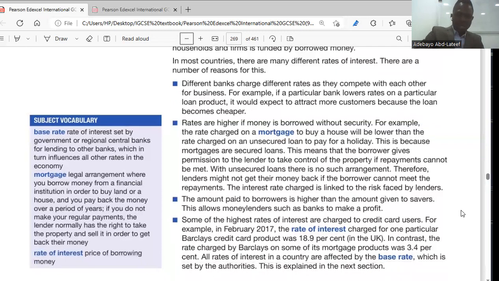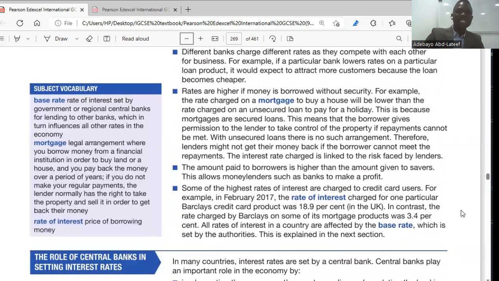The third point: the amount paid by borrowers is higher than the amount given to savers. This allows money lenders such as banks to make profit. So most of the time, those that borrow money, the amount you have to pay in interest is always higher. That is how banks make money. You that are saving, the amount of interest you get is less. Yes, you get interest, but that amount is less than those that are borrowing money. So the banks can make more profit.